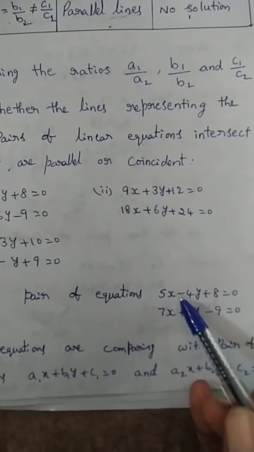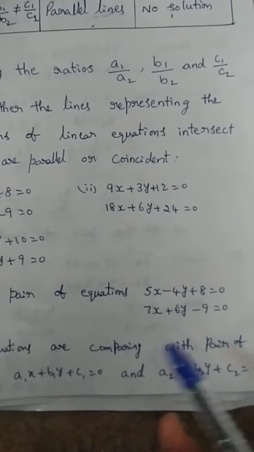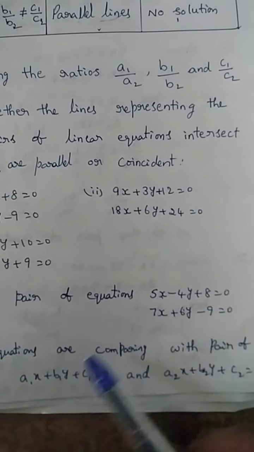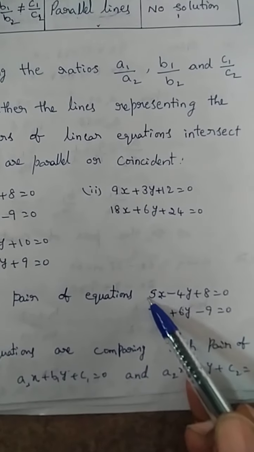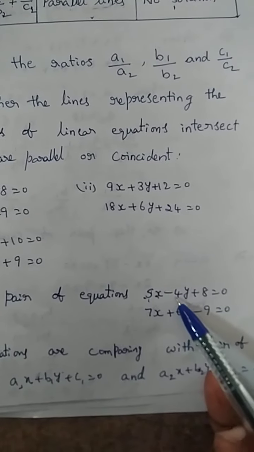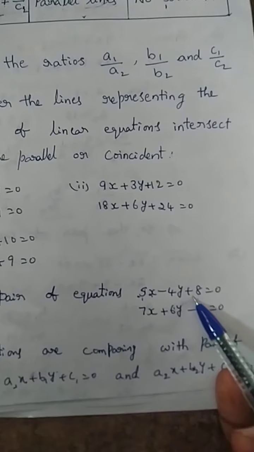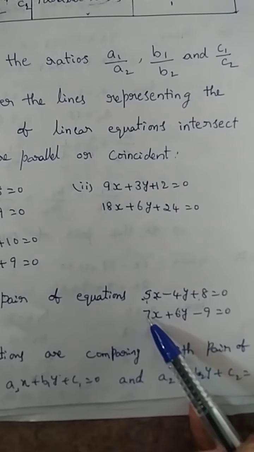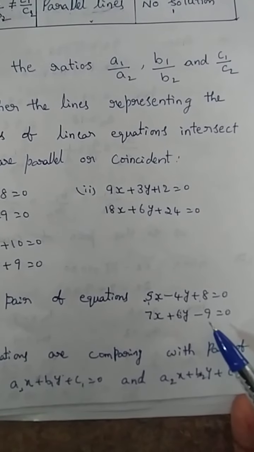The first equation is compared with the first general equation, and the second equation with the second. The next time onwards we will not write this sentence. In the first equation, the x coefficient is a1, so a1 is equal to 5, b1 is equal to minus 4 with the sign, c1 is equal to 8. Coming to the second equation, a2 is equal to 7, b2 is equal to 6, c2 is equal to minus 9.